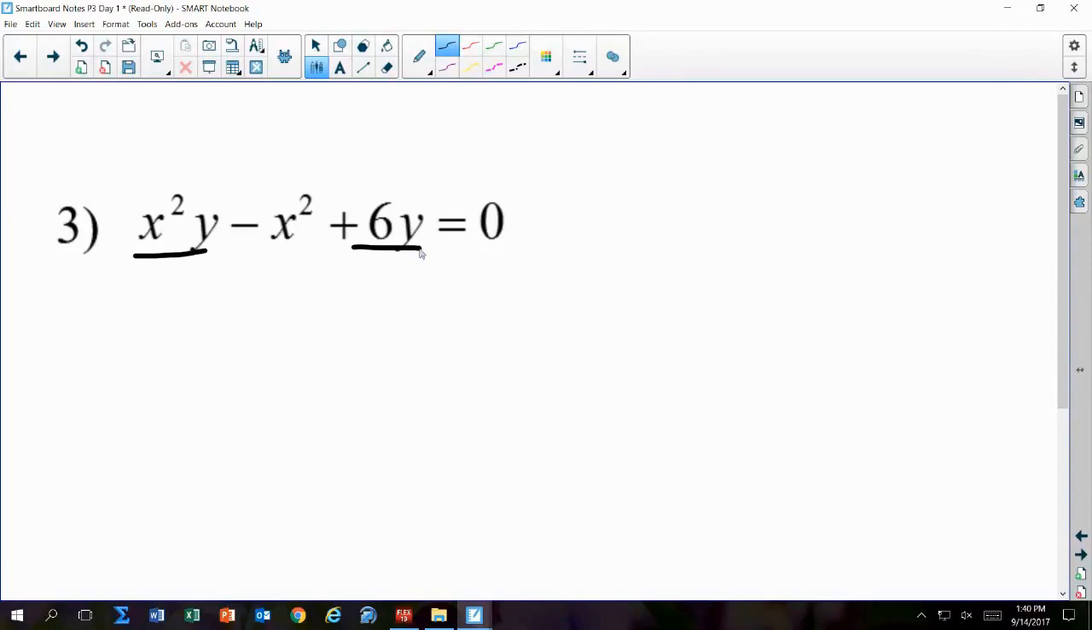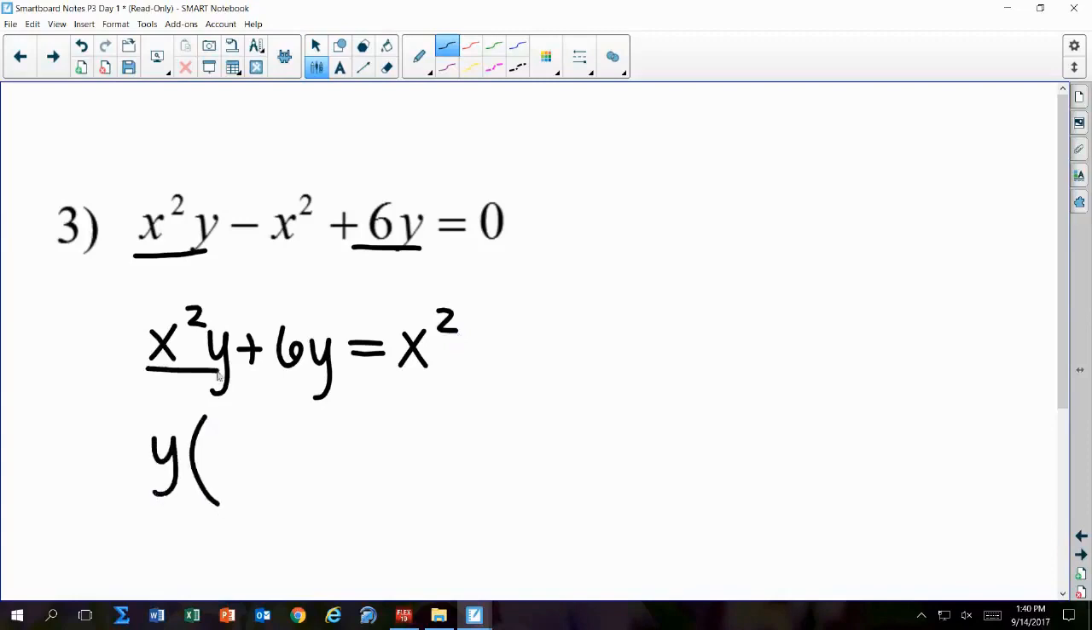So let's go ahead and move the x squared over. I'm going to add x squared to both sides. Okay, like that. Now, if both of those terms share a y, what could I do so that I only see y once? Factor out y. Very good. Factor out a GCF of y. If I factor out y from the first term, all I'd be left with is x squared. If I factor out y from the second term, all I'm left with is 6.